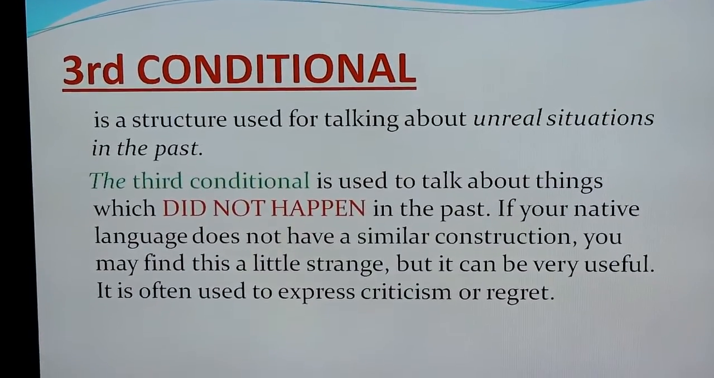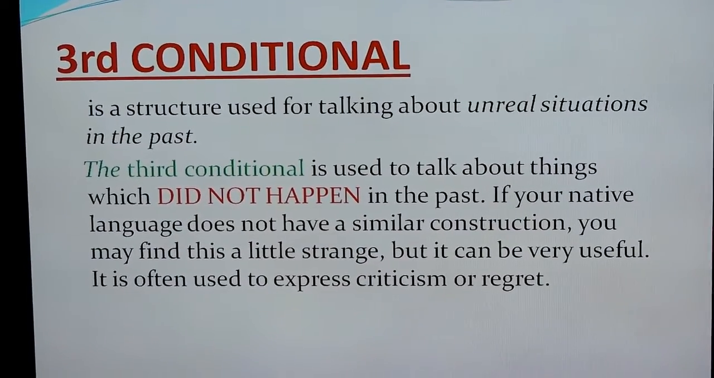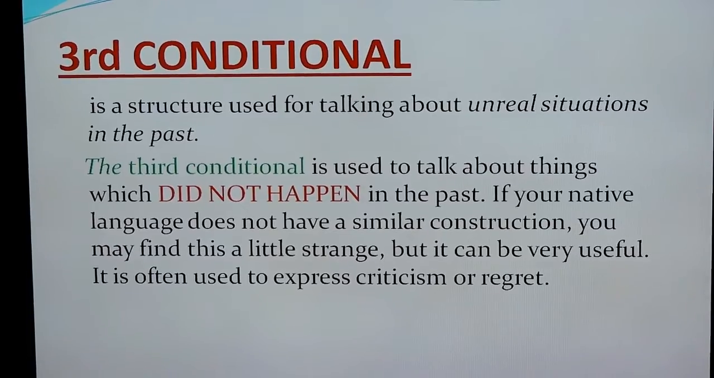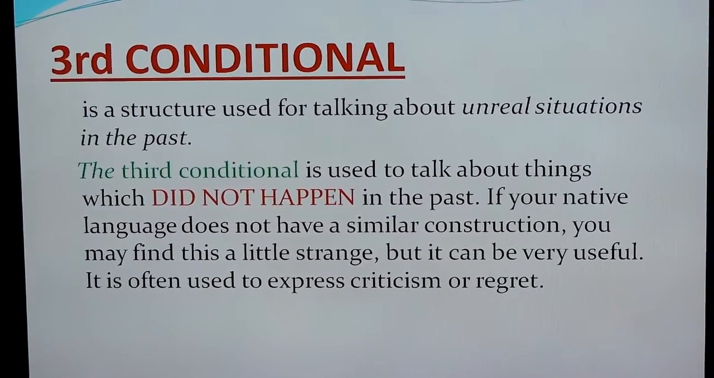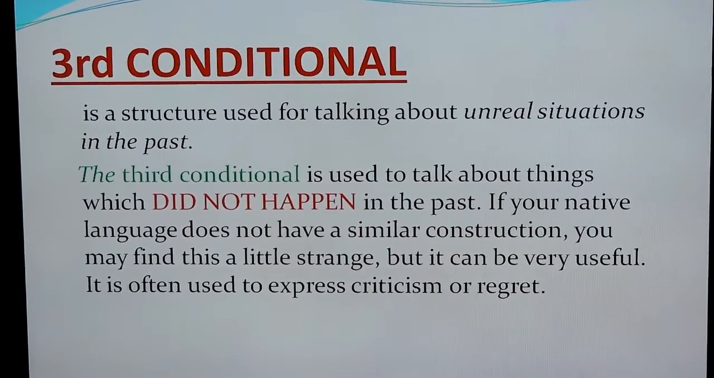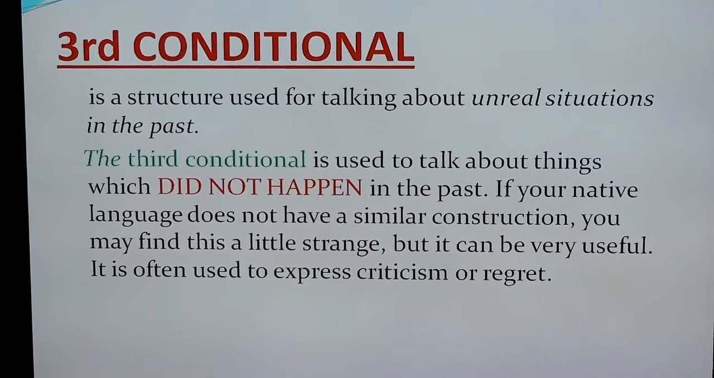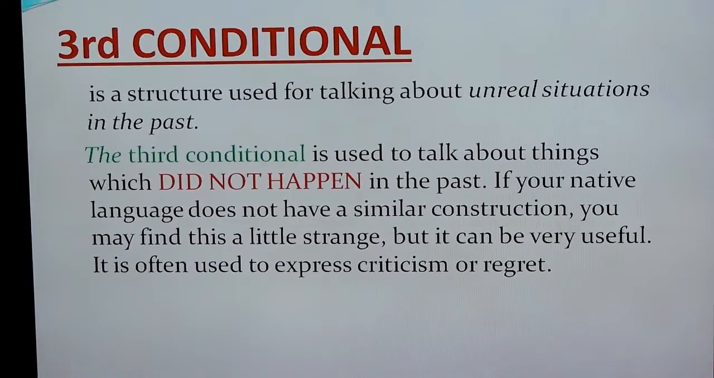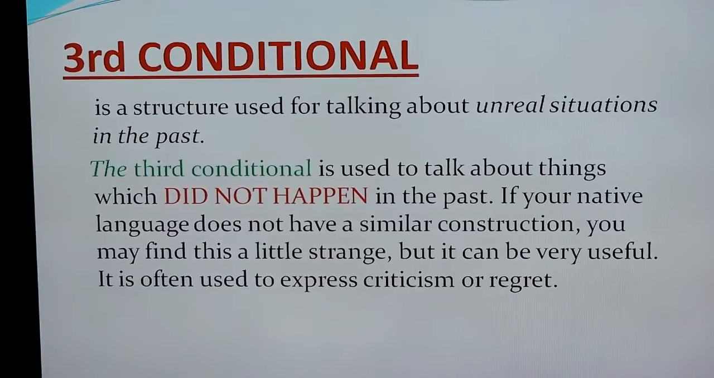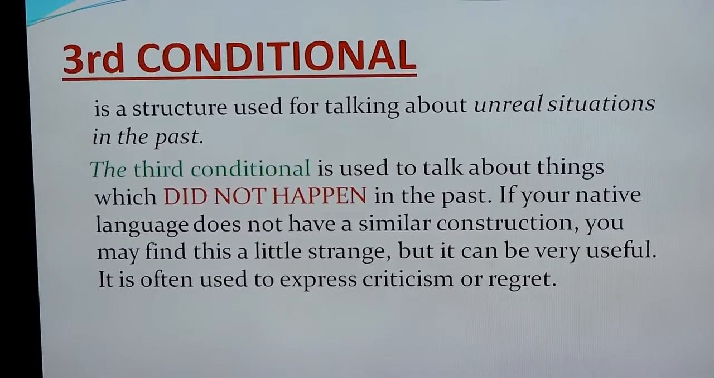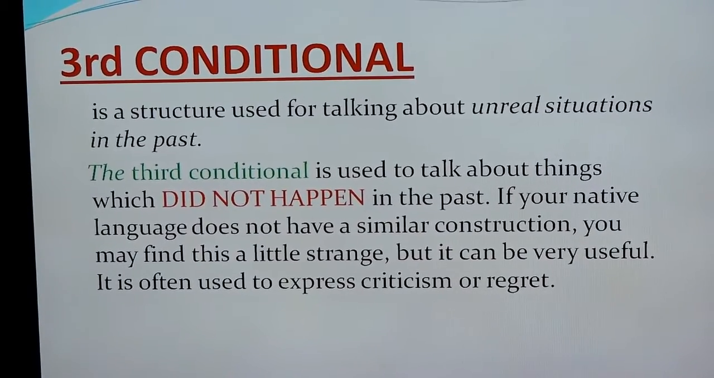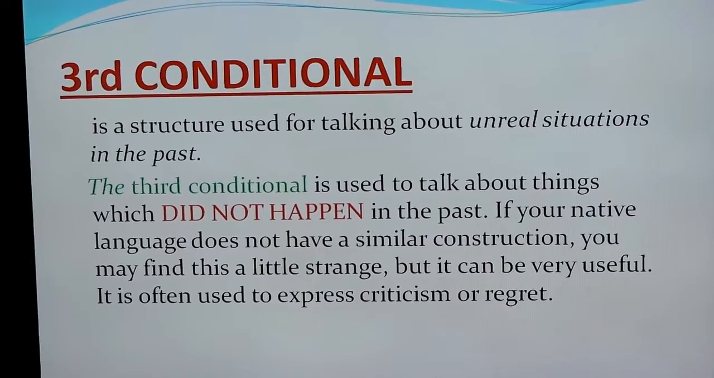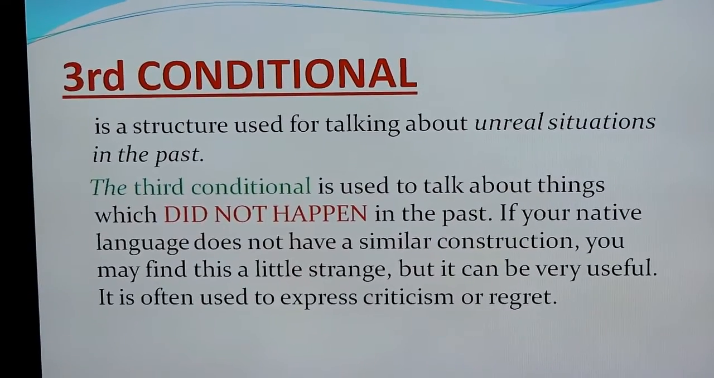So here is the last one, which is concerned. For the second baccalaureate students, you are concerned with this type. So it is conditional type 3. It is a structure used for talking about unreal situations in the past. Remember, type 2 is about an unreal situation in the present or in the future. But this one is about an unreal situation too, but in the past.